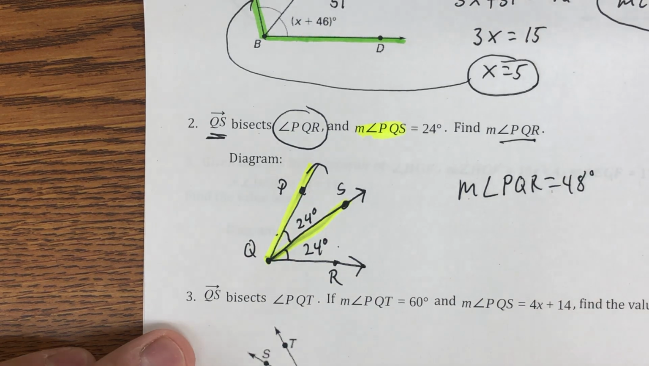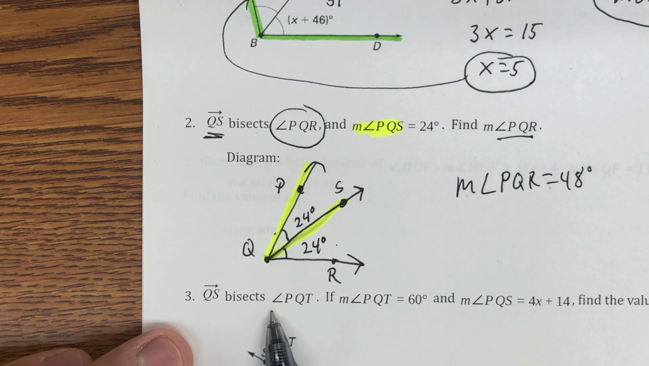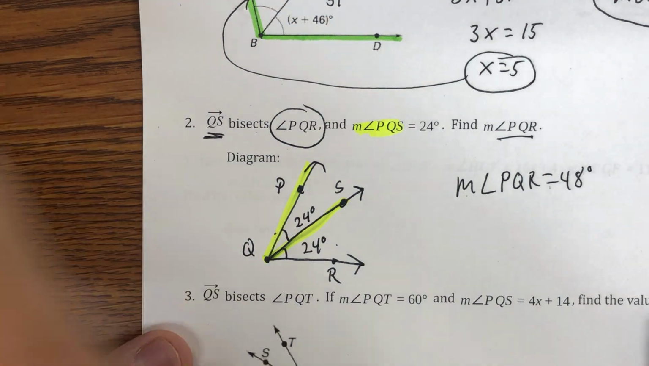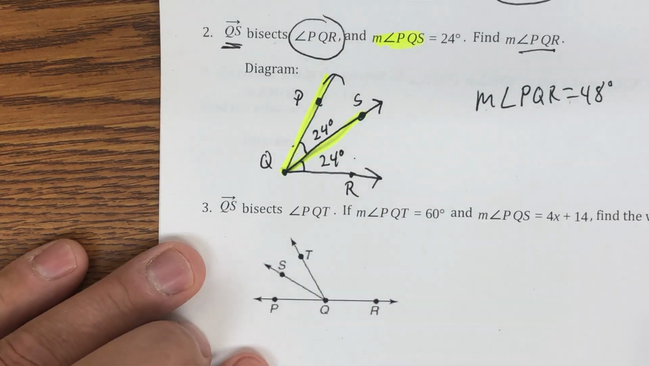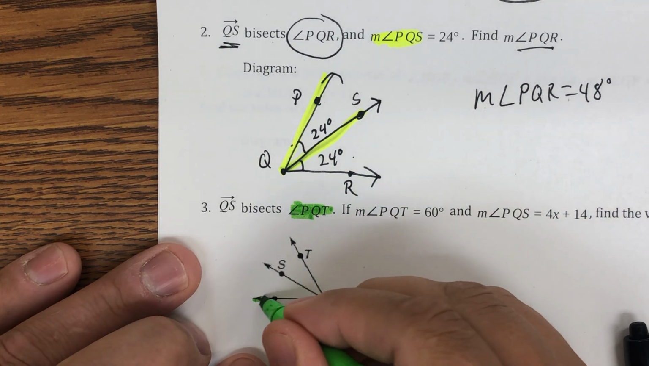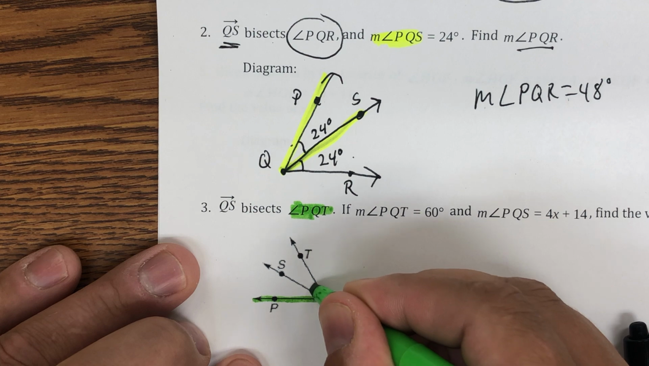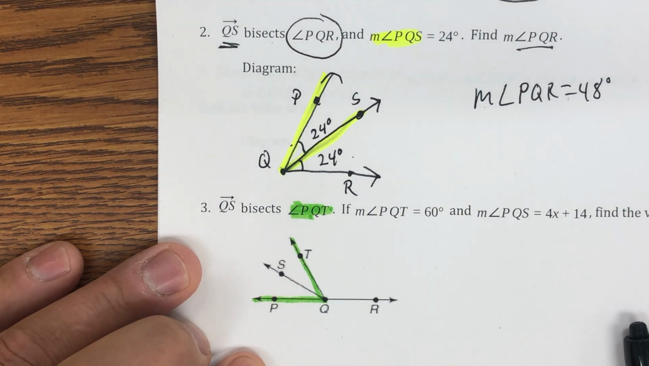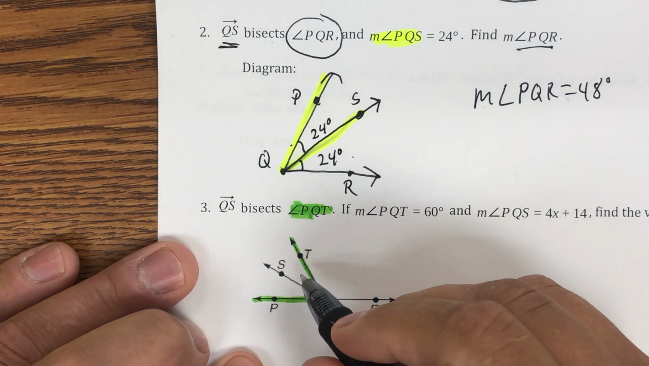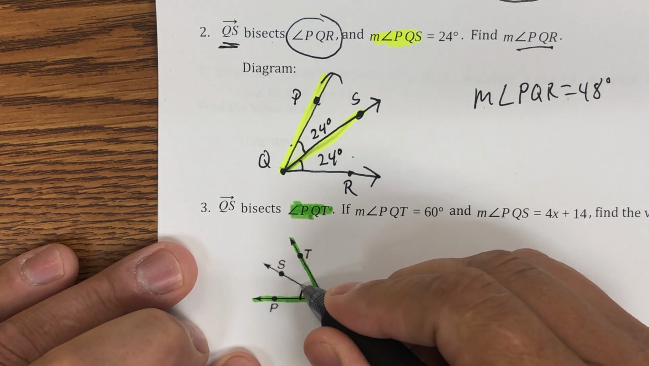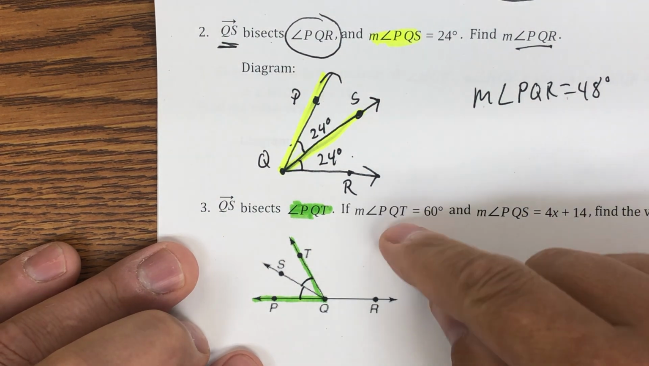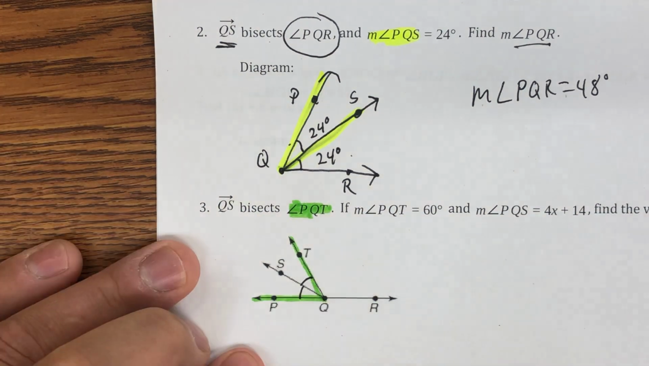Next step. It says QS bisects PQT. So here we have QS, and it bisects PQT. So I'm going to highlight PQT again. All right. So P to Q to T, make it stand out. PQT. So that green one, I traced it. Identify where it is. QS cuts it in half. That means that these two are equal, so I need to put in the tick marks. They were not there. It says PQT is 60. Well, that's that green angle again, PQT. That's the same exact thing.